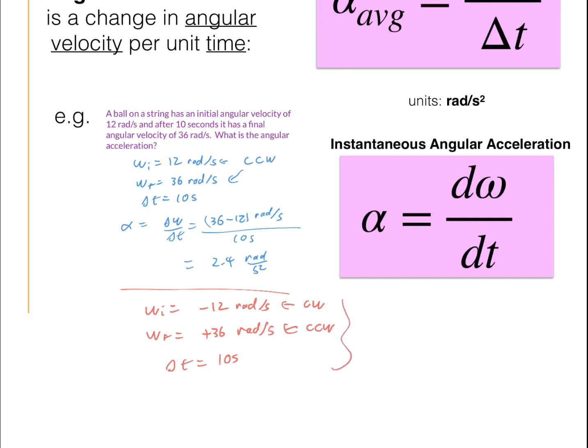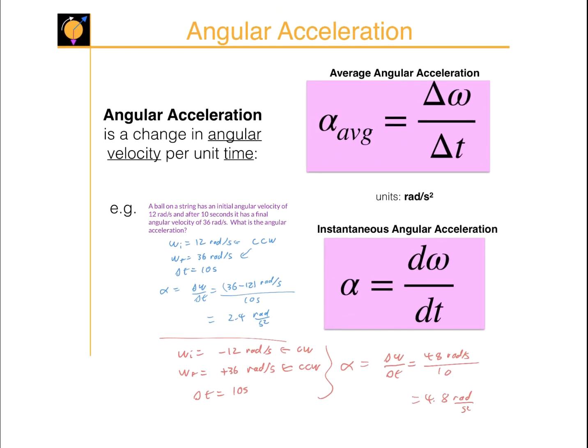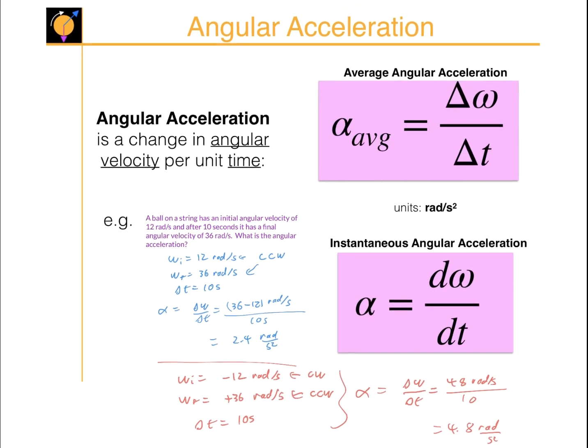So I can use this to calculate my angular acceleration. So it would be delta omega over delta t. And delta omega in this case is 48 radians per second. And delta t is 10, so we get 4.8 radians per second squared. Okay, so that's just examples of calculating angular acceleration.